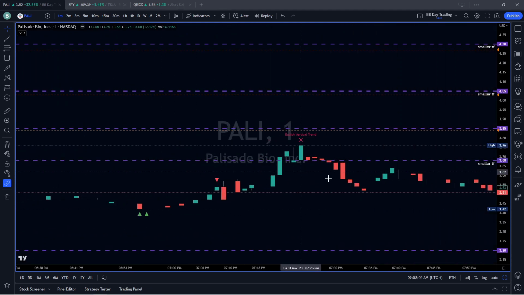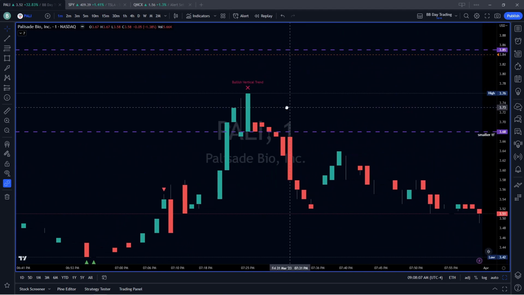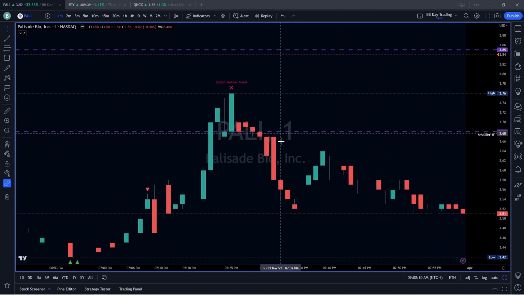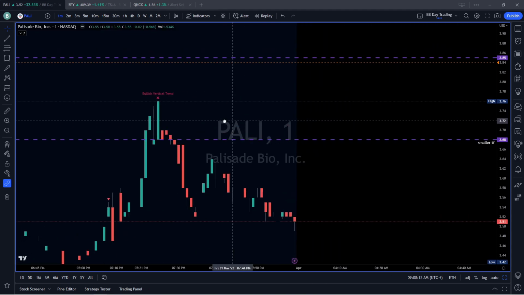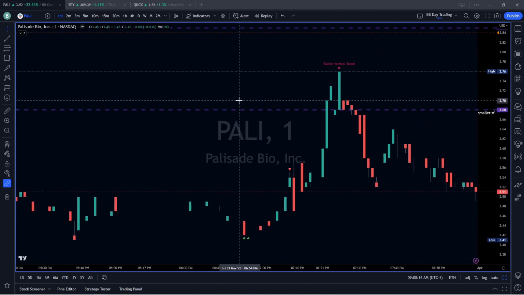Over here, we had a bullish vertical trend. You can see that on the chart. So 5 or more green candles in a row, a little breather, a retrace, then look for another close back over, and it just never got it. So that's Pally. I just wanted to quickly go over that for everyone.